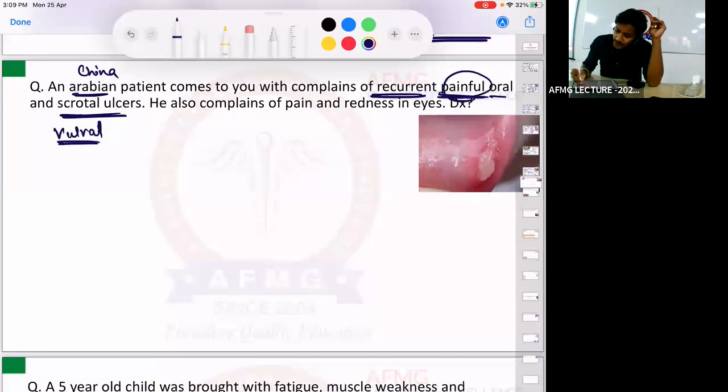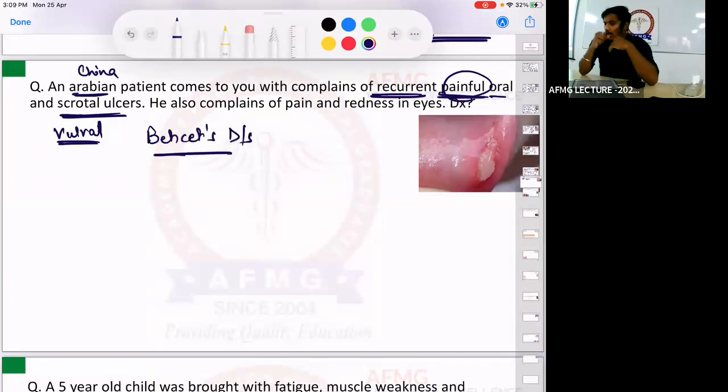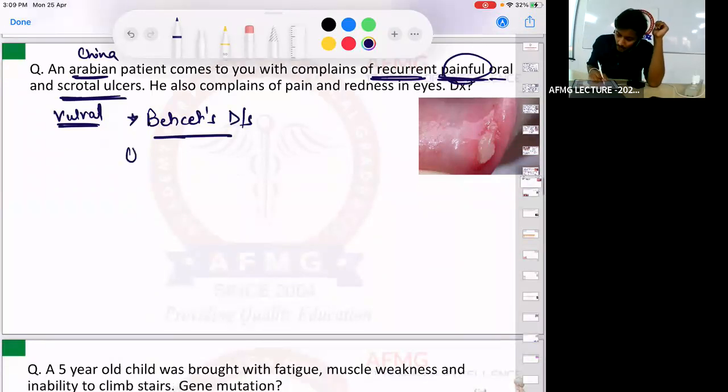Which type of ulcer? Painful. Which type of ulcer? It would be a diagnosis of Behçet syndrome or Behçet disease. The diagnosis would be Behçet syndrome or Behçet disease. Behçet disease is also called oro-oculogenital syndrome.